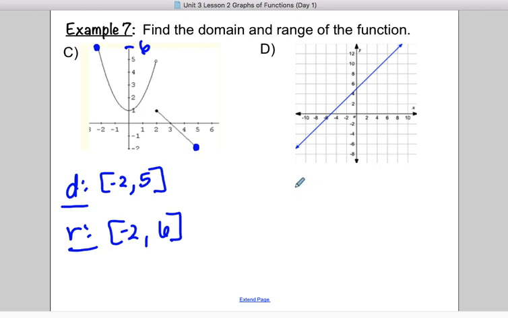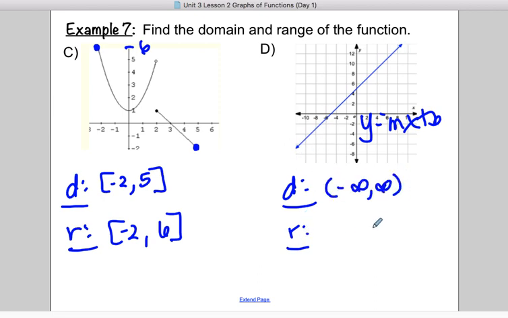And then lastly, D, my domain, it's a line. Are there any problems with lines plugging numbers in? y equals mx plus b. You can plug in whatever you want. You'll always get an answer out. So we can go all the way to the left, all the way to the right. So it's all reals, or -infinity to infinity. Is it going to go all the way down and all the way up? Yes, so -infinity to infinity. Okay. So that is example 7.